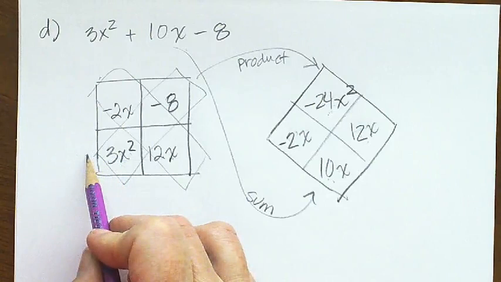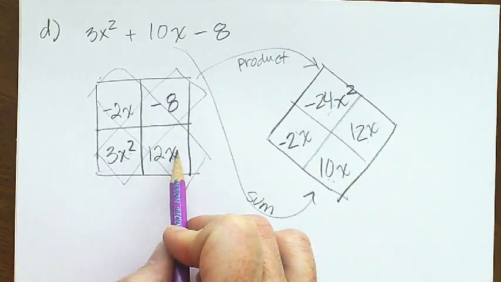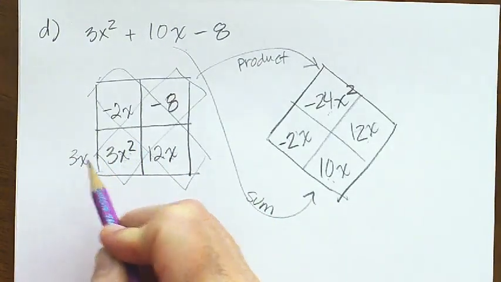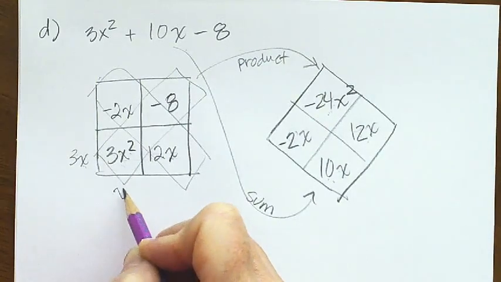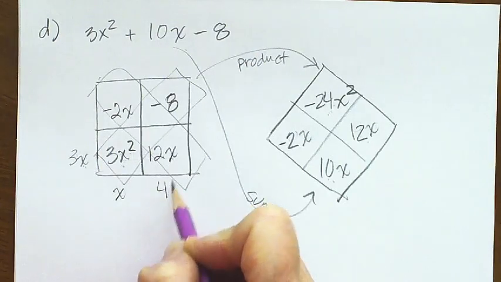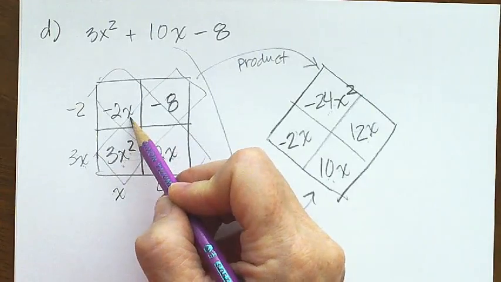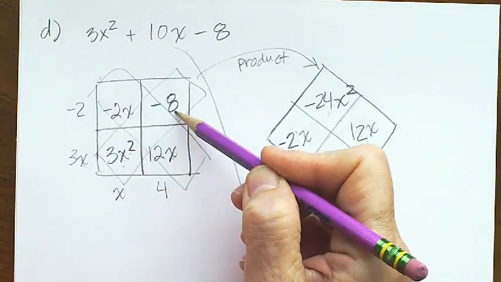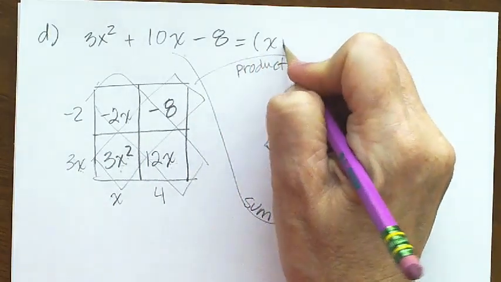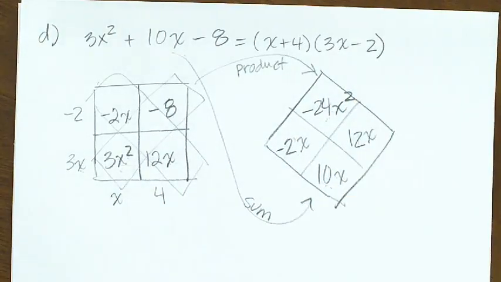So the factor, the term, is going to be the greatest common factor of that row or of that column. So 3x has to go here. It can't go here. 3x times x is 3x squared. 3x times 4 is 12x. x times negative 2 is negative 2x, and then negative 2 times 4 is negative 8. So this is going to factor into x plus 4 times 3x minus 2.